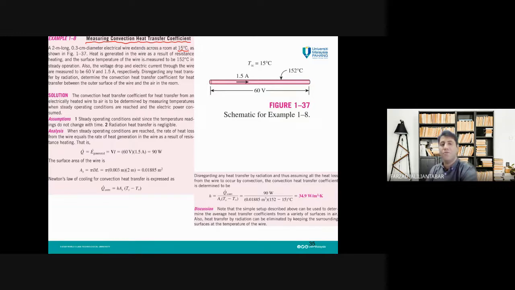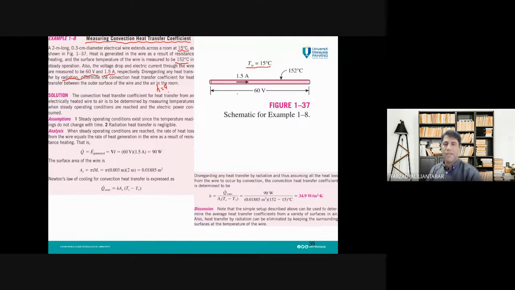The surface temperature of the wire is measured to be 152, so Ts is 152. The temperature of the surrounding is 15 degrees Celsius. Also, the voltage drop and electric current through the wire are measured to be 60 volt and 1.5 ampere. Now, disregarding heat transfer by radiation, later we will discuss that, we need to determine the convection heat transfer coefficient for heat transfer between the outer surface of this wire and the air in the room. How much is the H?